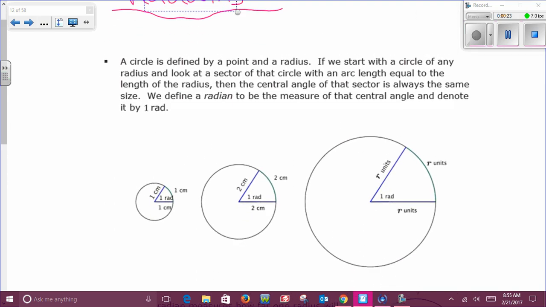A circle is defined by a point and a radius. If we start with a circle of any radius and look at a sector, and a sector is a section of the circle, with an arc length equal to the length of the radius, then the central angle of the sector is always the same size. We define a radian to be the measure of that central angle and denote it by 1 radian. So when our radius is equal to the arc length, then our angle measurement will be 1 radian. And it doesn't matter what size circle we have, this will always be the same measure, same proportion.